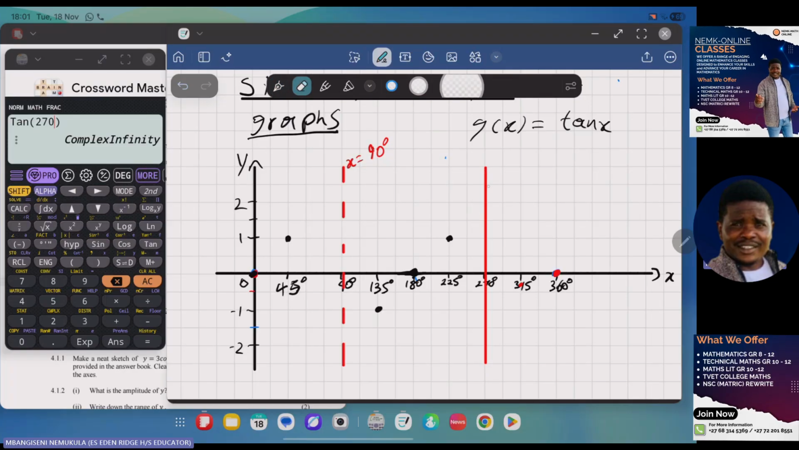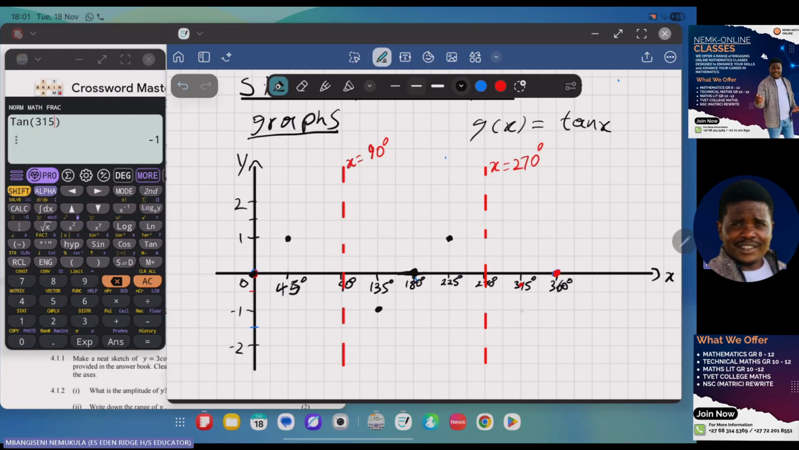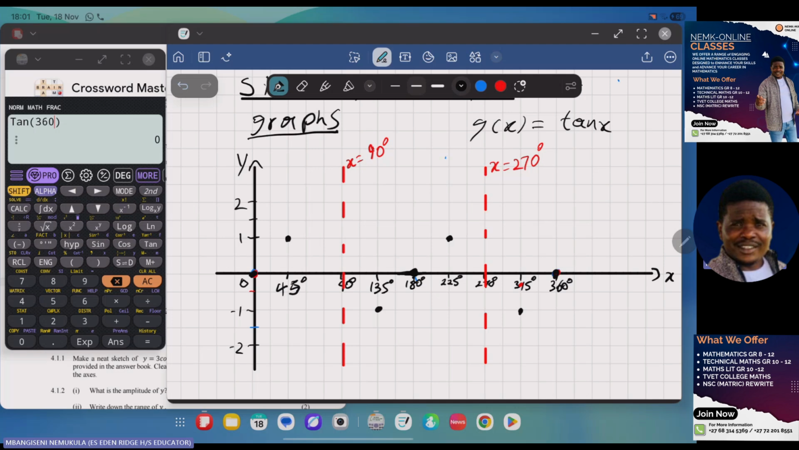So you make a dotted line. This is an asymptote, which is at what? x equals 270. It is called an asymptote. Okay. Now let's go again to 315. That is -1. 315, -1 there. And then 360, that is 0.